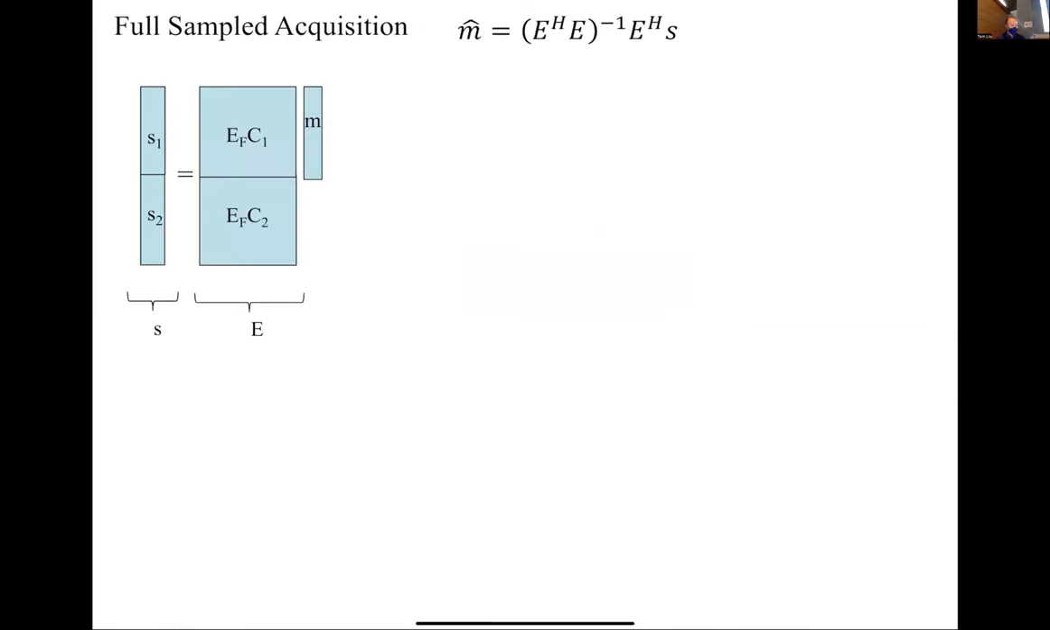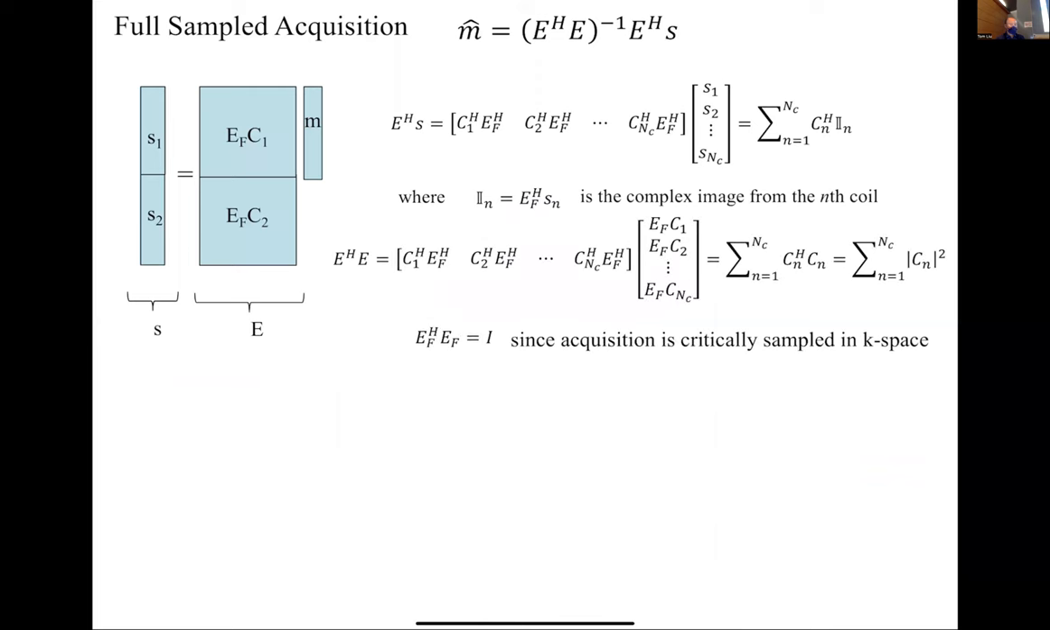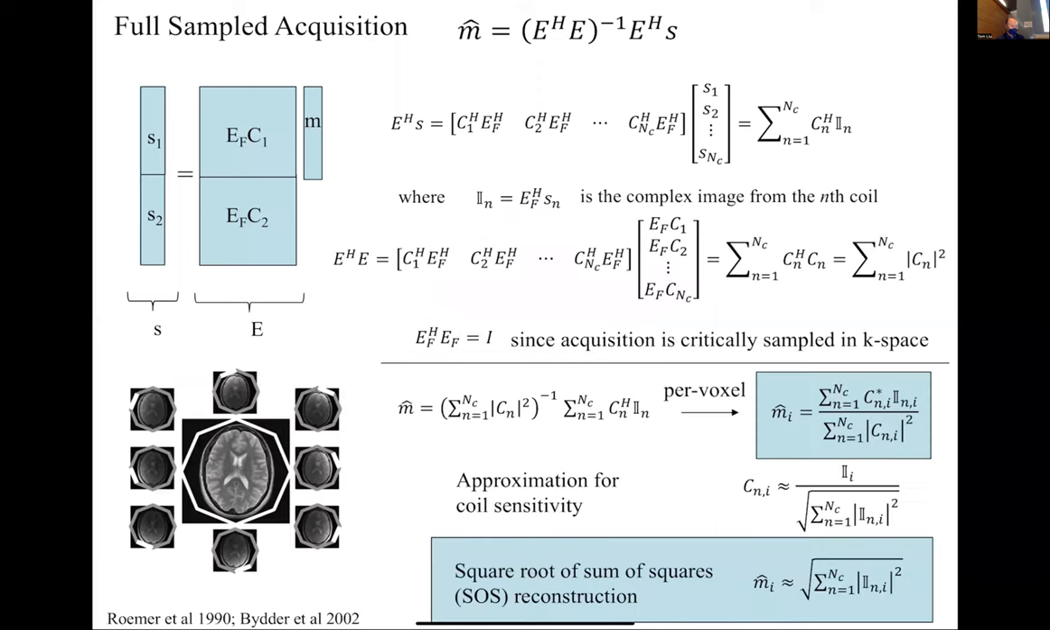And it turns out if I have that, the answer is actually pretty simple. If I solve this equation for the fully sampled case and come up with an approximation for what are called the coil sensitivities, the answer is to take each of these images, just square it, and then add it together, and then take the square root. So that's the square root of the sum of the squares.